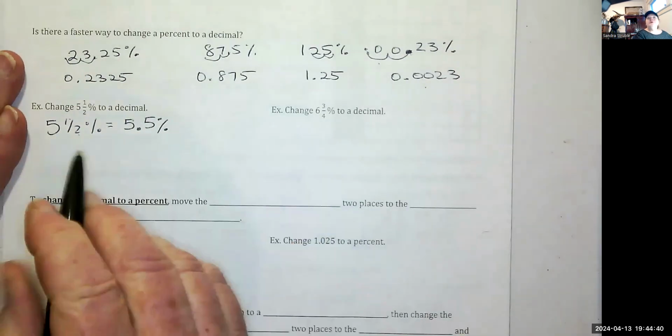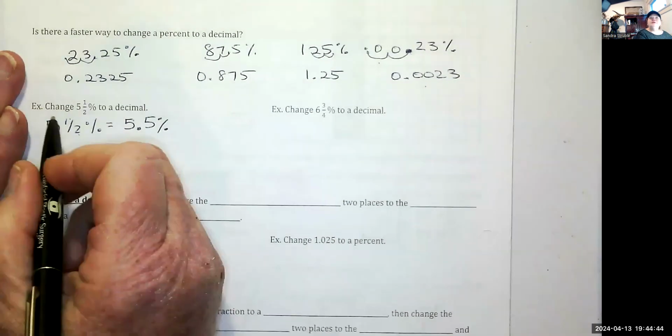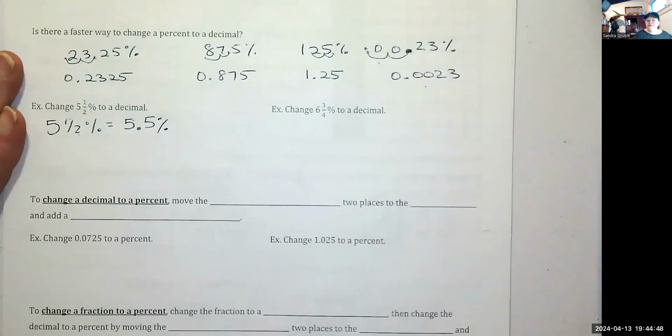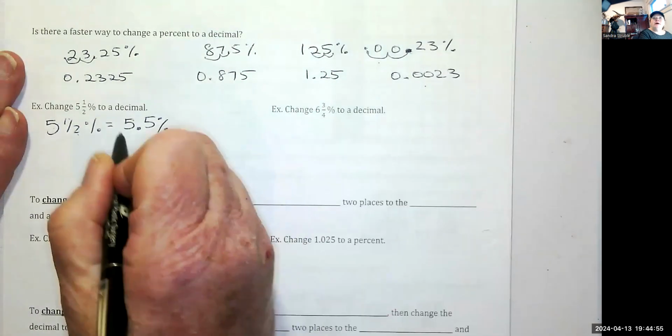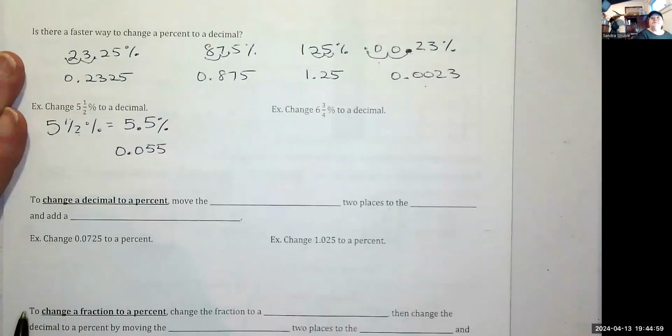Okay. Once you get it in this format, all you have to do is back up your decimal. And I showed you this in class the other day, where you can just have 5, and then instead of 1/2, you can have 0.5. Okay. So I'm going to move my decimal to the left 2 places. So that's 0.055, and get rid of that percent sign.